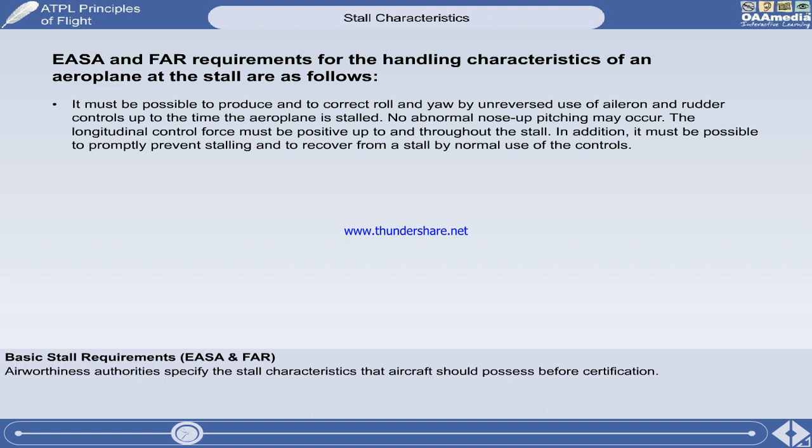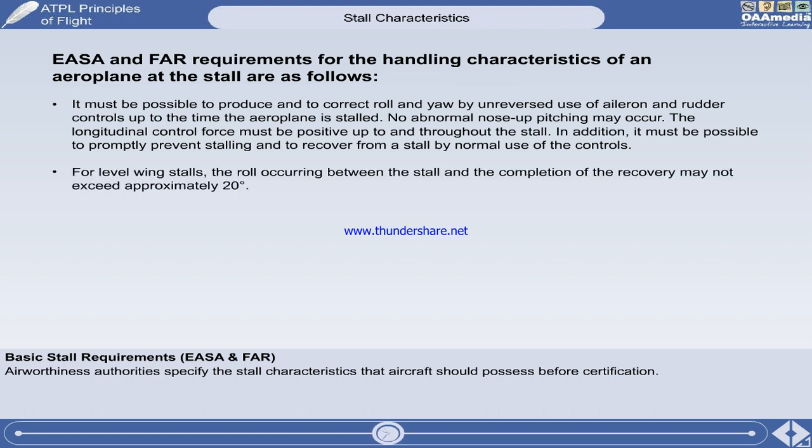The rules specify, first, that it must be possible to produce and to correct roll and yaw by unreversed use of aileron and rudder controls up to the time the aeroplane is stalled, and that no abnormal nose-up pitching may occur. The longitudinal control force from the elevators must be positive up to and throughout the stall. In addition, it must be possible to promptly prevent stalling and to recover from a stall by normal use of the controls. For stalls with wings level, the roll occurring between the stall and the completion of the recovery may not exceed approximately 20 degrees.